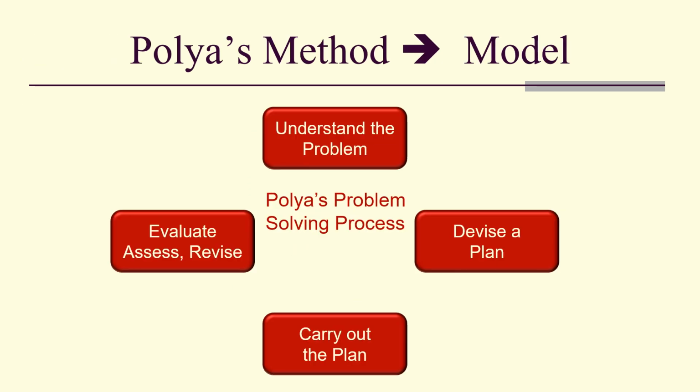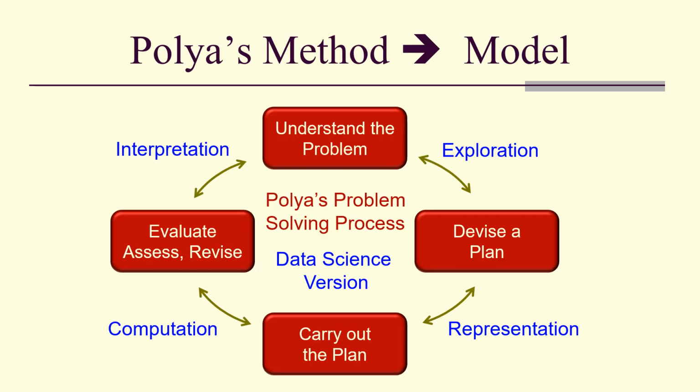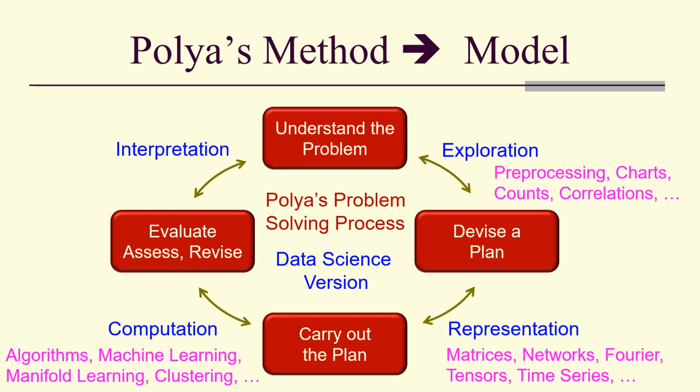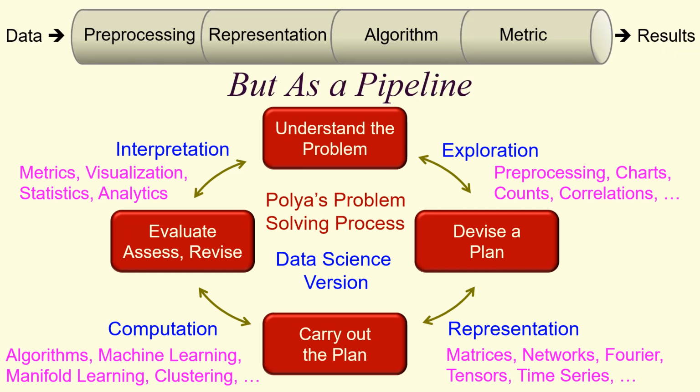Remember Polya's method. So we have these 4 steps in order to carry out the data science version of Polya's problem: pre-processing, representations, and computation, that's our algorithms, and metrics. And we can think of that as a pipeline. Data goes to pre-processing, to representation, to algorithm, to metric, and that produces results.